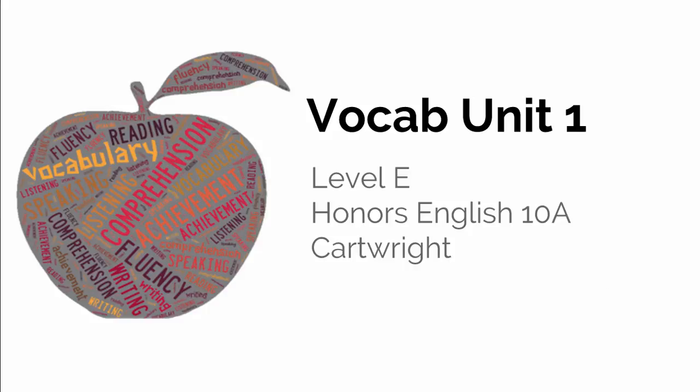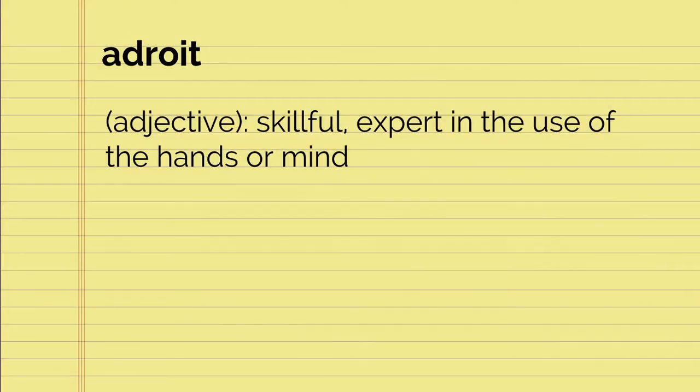So let's get started. Our first word for this unit is adroit, which is kind of a funny pronunciation. I'll give it to you again, adroit. And you kind of say the R like a W because it comes from French. It's an adjective. It means skillful, expert in the use of hands or mind.